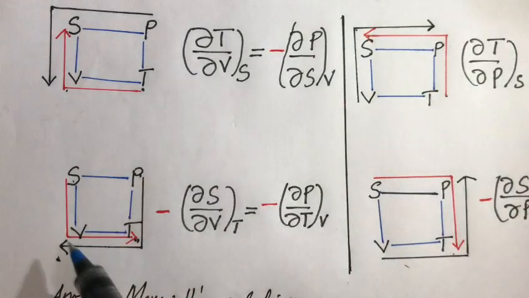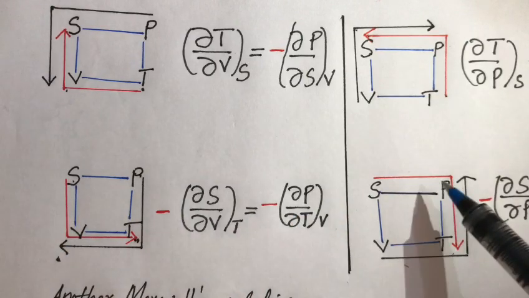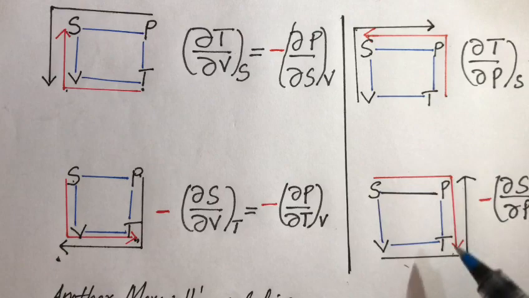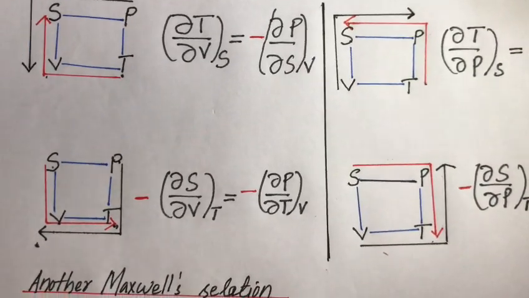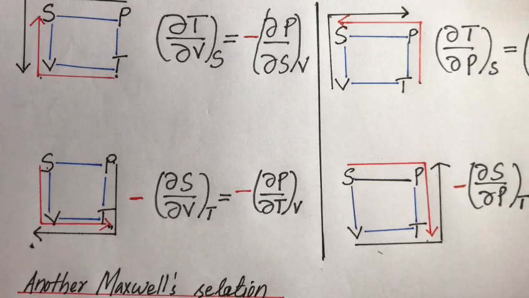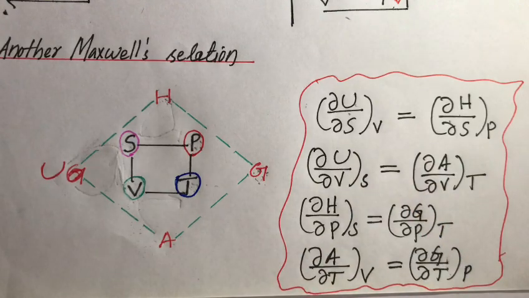In the second situation we started from S. In the fourth situation we started from S but in the opposite direction. Clear? It is very simple. So these are the popular Maxwell relations. Now we move on to the next type of Maxwell relation. It is not much familiar, but from the exam point of view it is very important.